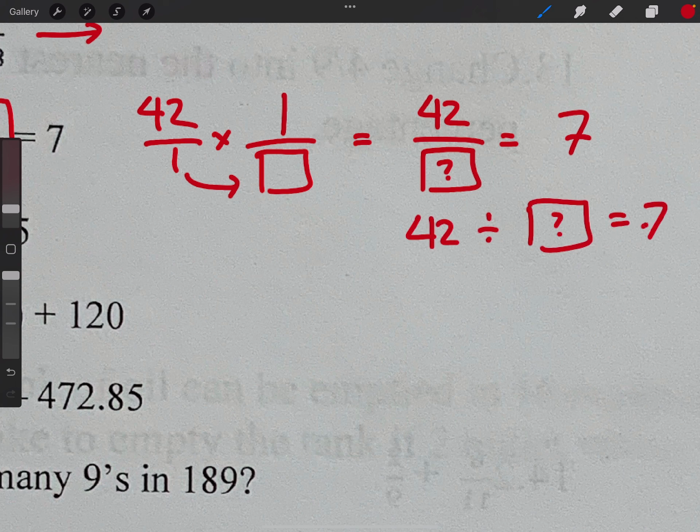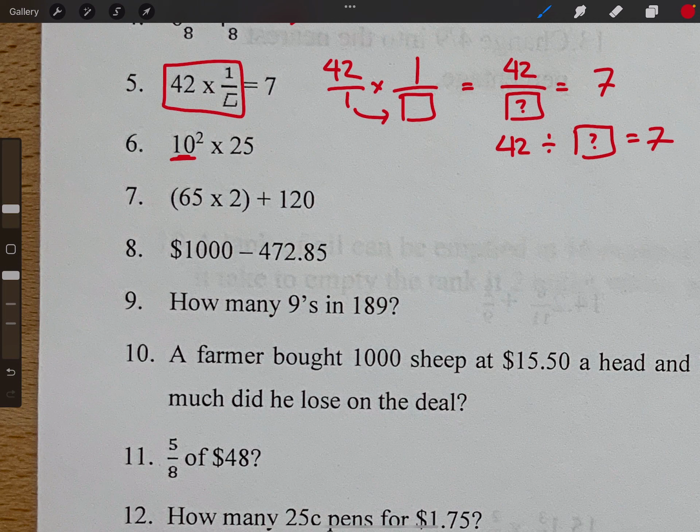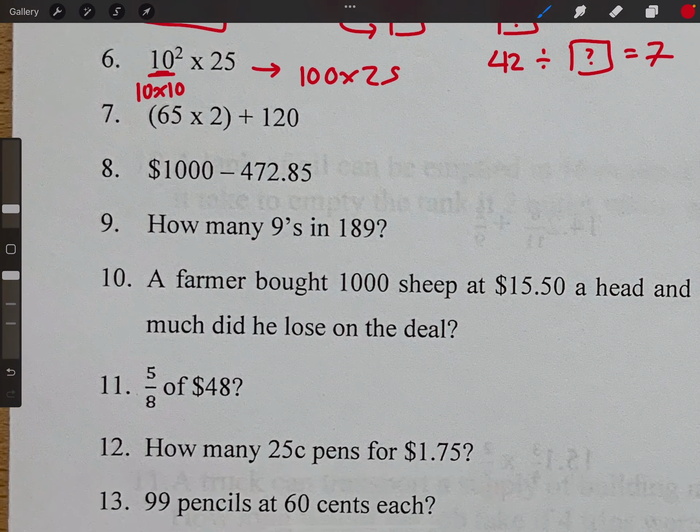10 squared times 25. 10 squared is 10 times 10, which is 100. So really the question is, what's 100 times 25? That's what the question is asking us. Okay, you can do that on your own. You can do this one on your own. Actually, I'll show you. This is 1,000.